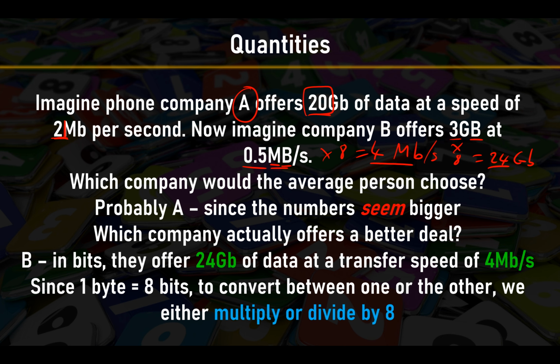And as mentioned, to go between bytes and bits, we either multiply or divide by 8. From bits to bytes, we're going to divide by 8, and from bytes to bits, we're going to multiply by 8.